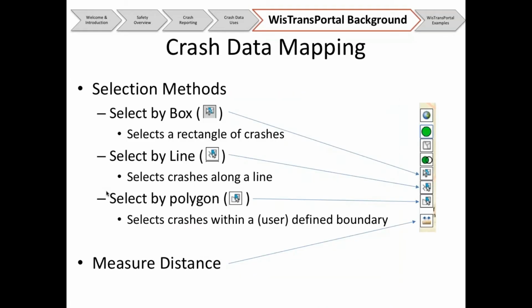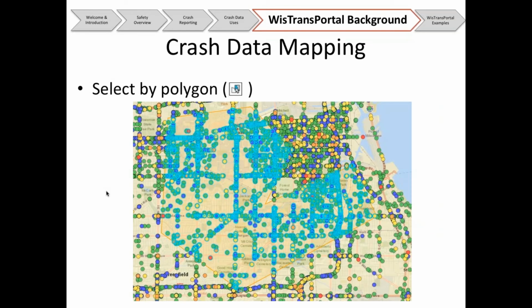I can also select by a polygon. So maybe if you're wanting to look at it based on municipality level or things of that sort, I can select by a polygon to be able to look at it. I can also measure distances from a certain location using that little ruler tool. So selecting by a polygon here, you'll see that it's not just a rectangle or a line. It looks a little bit like a Pac-Man coming to eat the rest of that Milwaukee area.